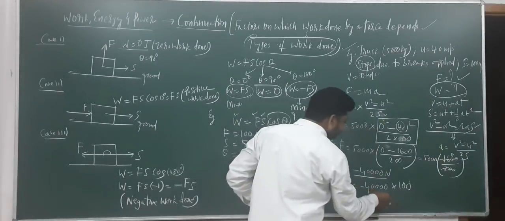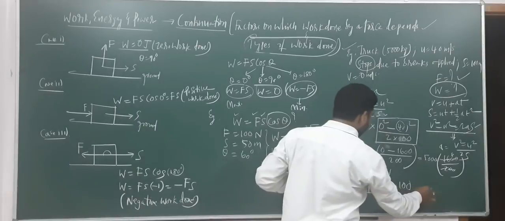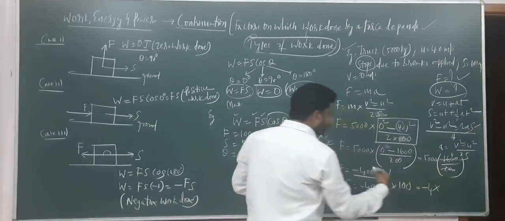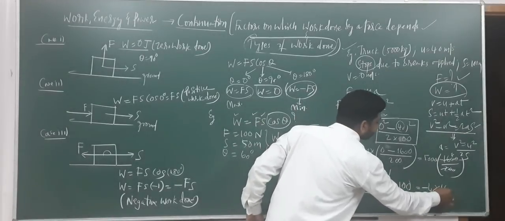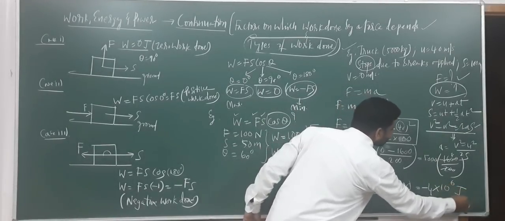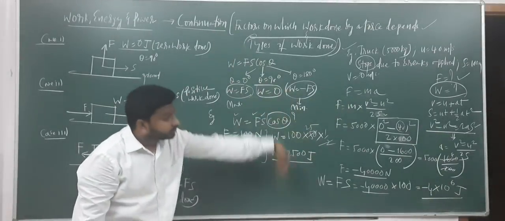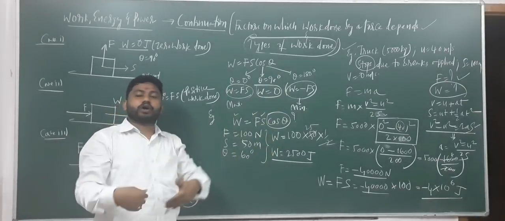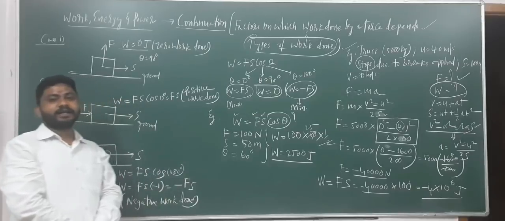F is minus 40,000 into 100. How much completely? It's minus 4 into, how many zeros are there? 1, 2, 3, 4, 5, 6. So minus 4 into 10 raised to 6 joules. Is it clear? So this is how the numericals will be asked on the combination of force and laws of motion and work, energy and power.